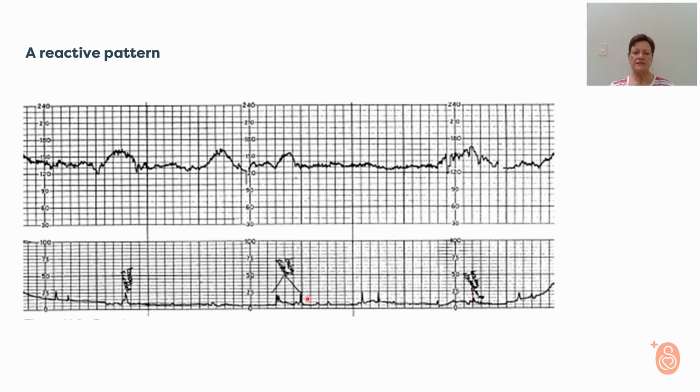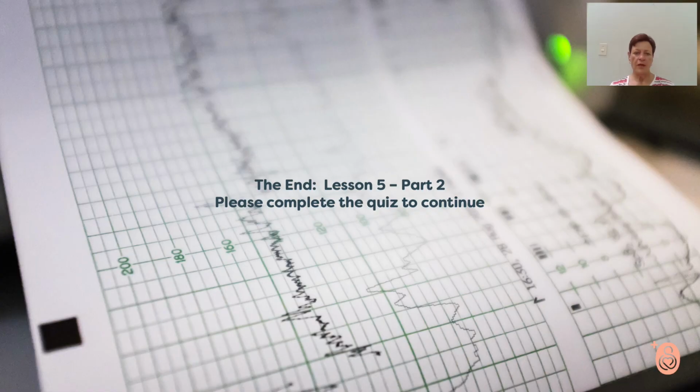And here you can see the fetal movements have been marked, and every time there was a fetal movement, there was an acceleration as well. And that again brings us to the end of lesson 5. By now, you should be able to know all the normal aspects of a CTG graph, and you should be able to determine whether a CTG at least is normal or not.